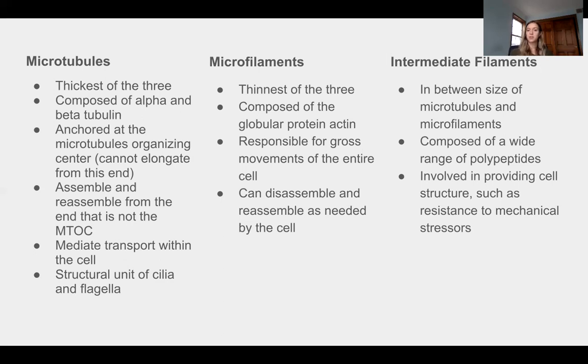So microfilaments, these are the thinnest of these 3 types of filaments. So they're composed of actin. So we'll talk more about this when we talk about muscle contraction.